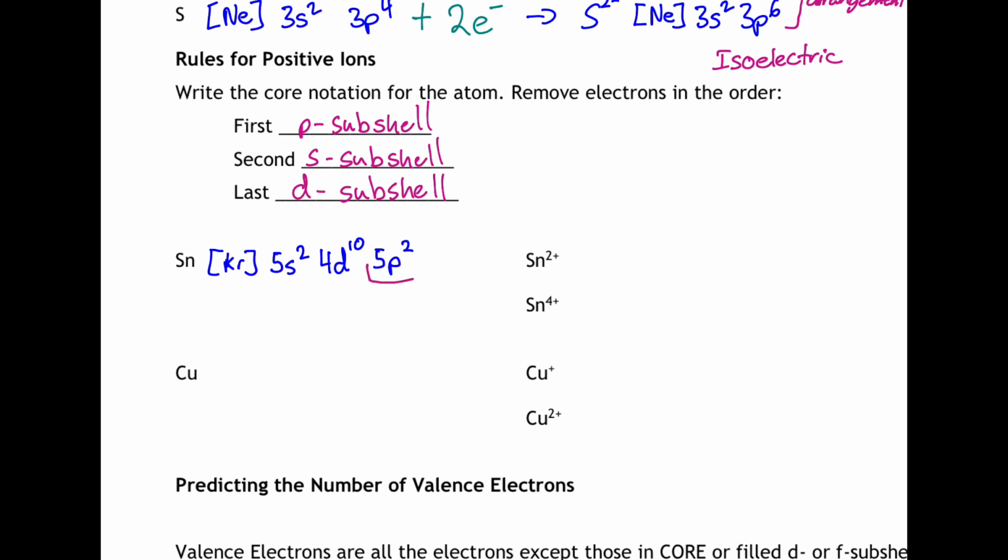First is these ones, right? So that's the first ones. So I'm going to get rid of those ones. If I get rid of those ones, I get a nice stable charge. So I can write this one as krypton, which is all of krypton, and 5s2 and 4d10. Everything's full, right? Because 2 electrons got taken away. I took those 2 off of it.